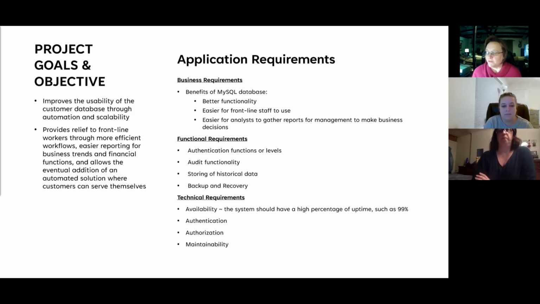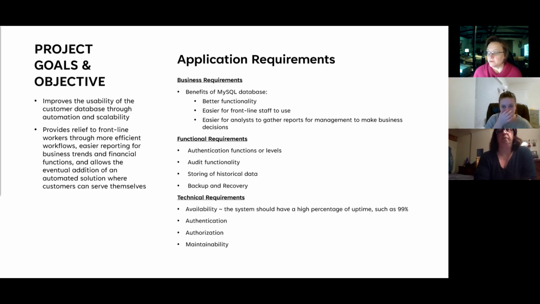The application benefits: the MySQL database includes better functionality compared to the existing database. It's easier for frontline staff to add customers, search for customers, and edit customer info. It's also easier to gather reports for management.